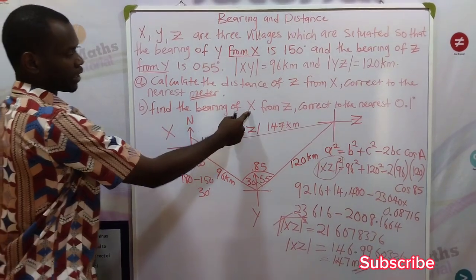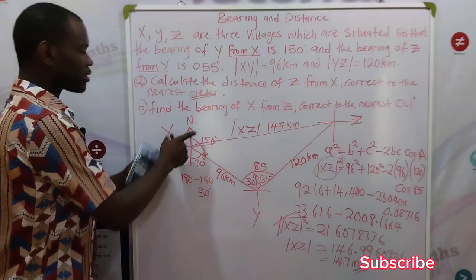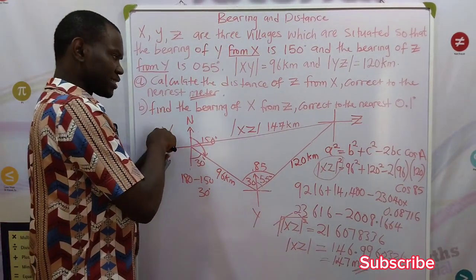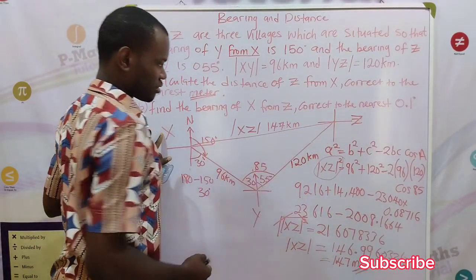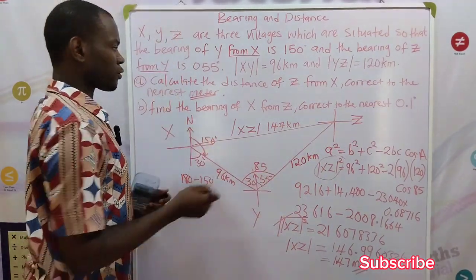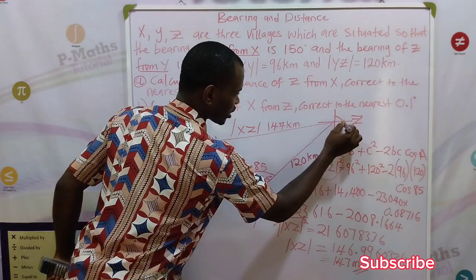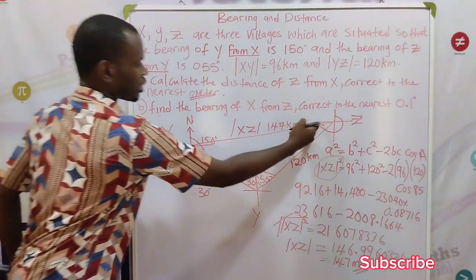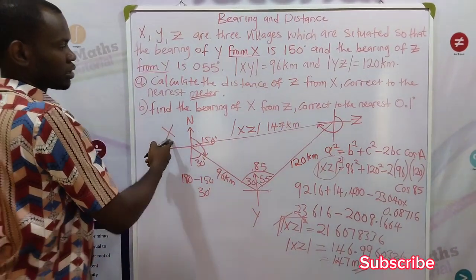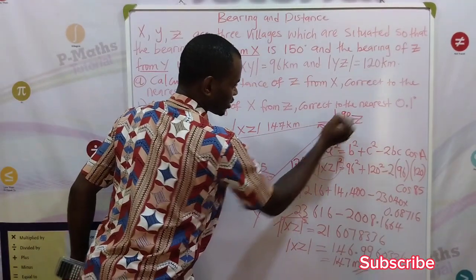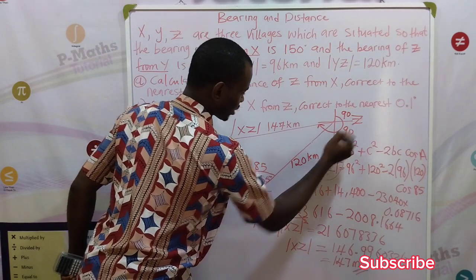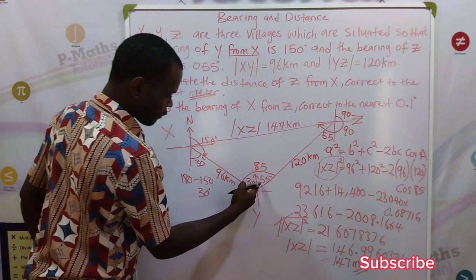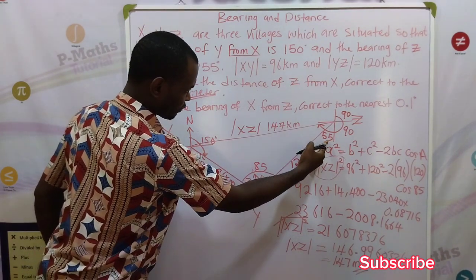Find the bearing of X from Z. Now this is the position of X. So we are going to find the bearing of this X from this point, Z. So what angle are we looking for? The angle that will turn from here until we get to this line, right? Once we have gotten to this line, we now start moving to X. So here is already 90. Here is already 90. Then here is already 55 because 55 is alternate to this 55.